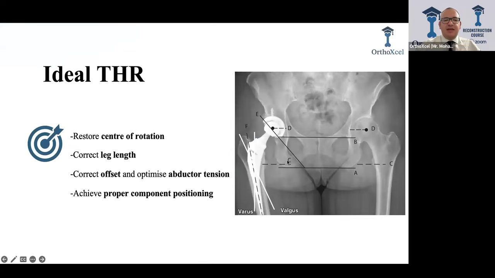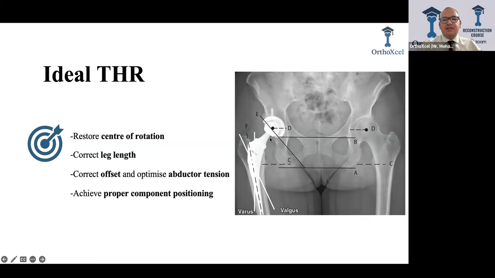Again, before we start templating, we have to keep in mind what we're aiming for. To go to some place, you need to have the map. You need to know where you are going. So we're going to replicate the center of rotation. This is the normal center of rotation of the native hip. We need to replicate the center of rotation with our implant, firstly with the acetabular component, and get the femoral component to follow it. So this is the center of rotation we aim for, which is comparable to the center of rotation of the native hip. This is the ilioischial line, which will be our medial border or medial limit for medializing the component.